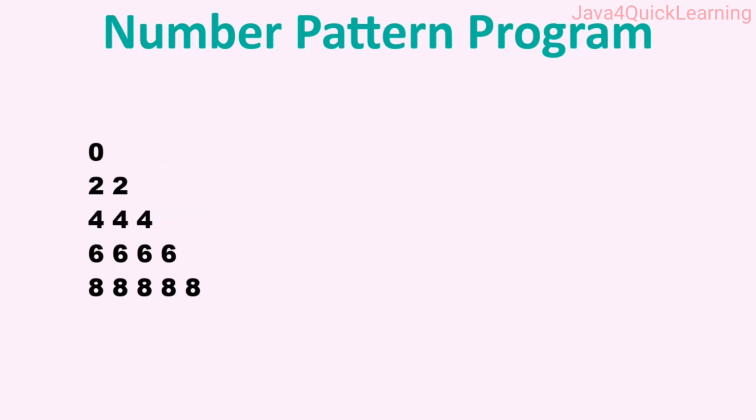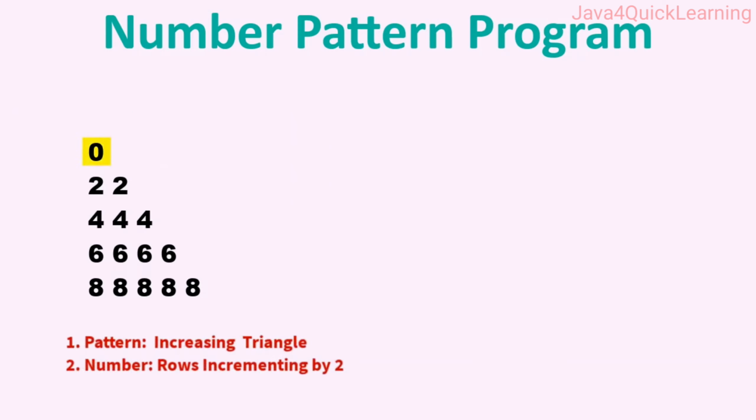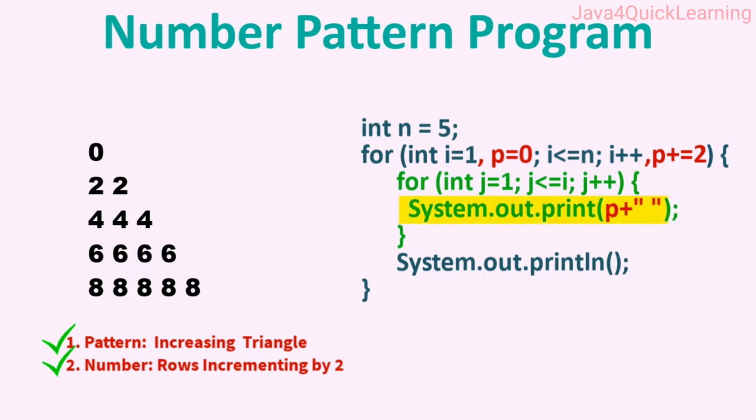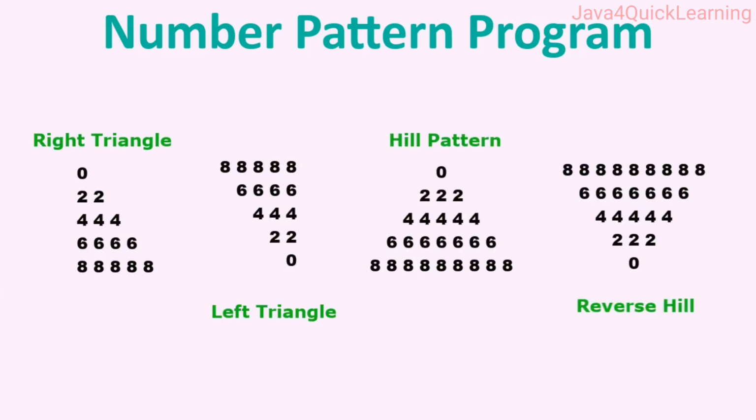Let's take some different patterns this time. Now in this pattern, the first row starts with 0 and then the next row is 2 and then 4 and 6 and 8. Here again, we will take the shape pattern program first and then in the outer loop, we will set the initial value of p to 0 and then increment by 2. In the print statement, we will print p. This gives us the program for rows incrementing by 2. By using the same logic and first selecting the right pattern program and just changing the start value and increment value in the outer loop, you can create any of these number patterns.